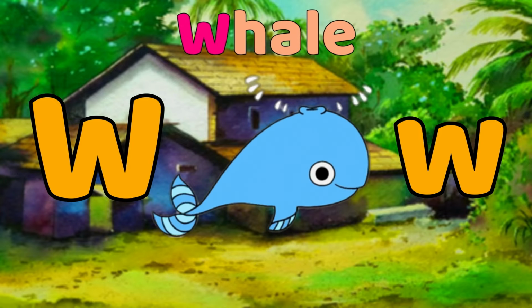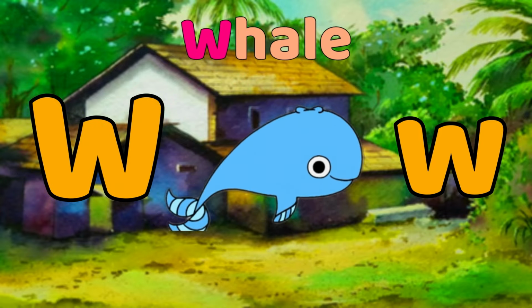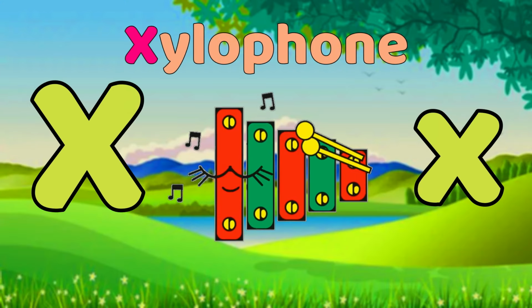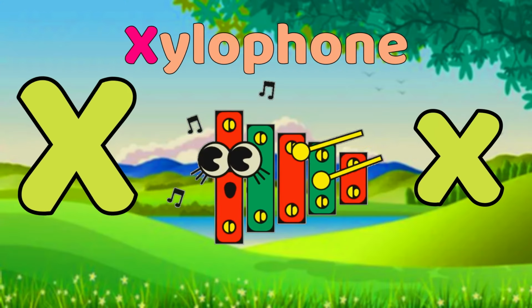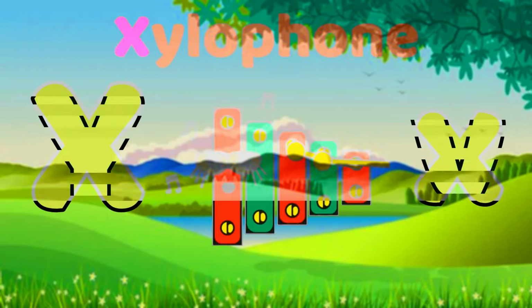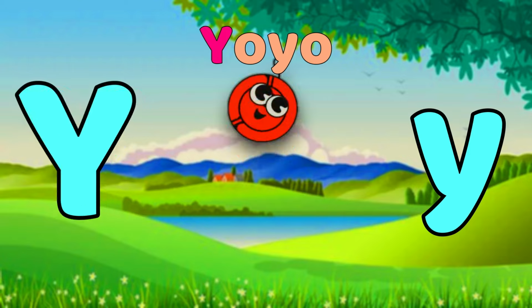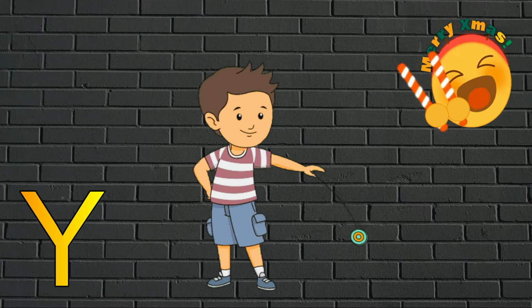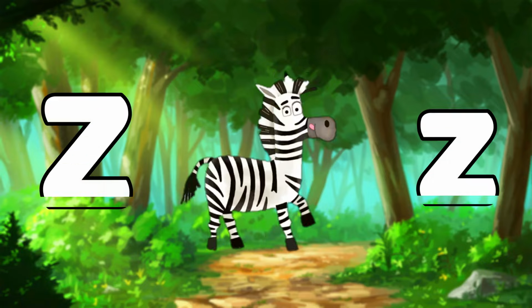W, whale. X is for xylophone. X, xylophone. Y is for yo-yo. Y, yo-yo. Z is for zebra.